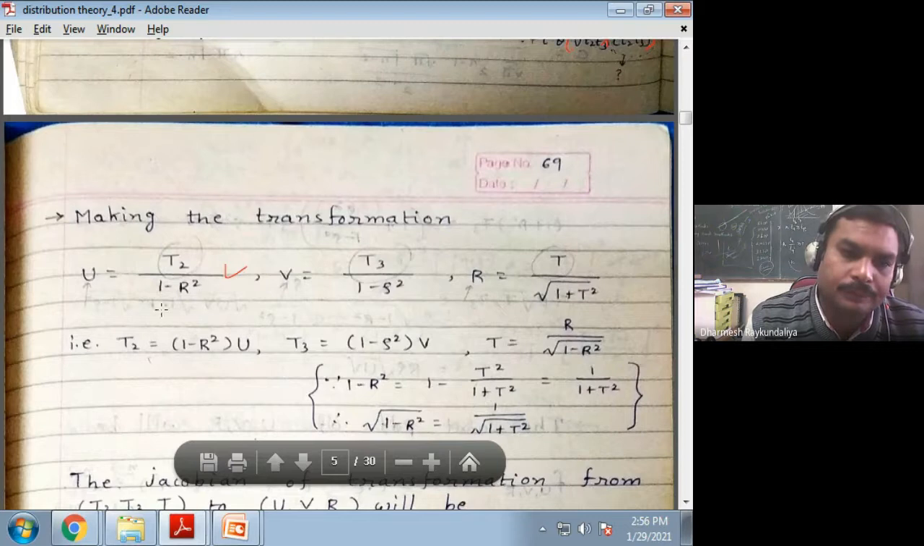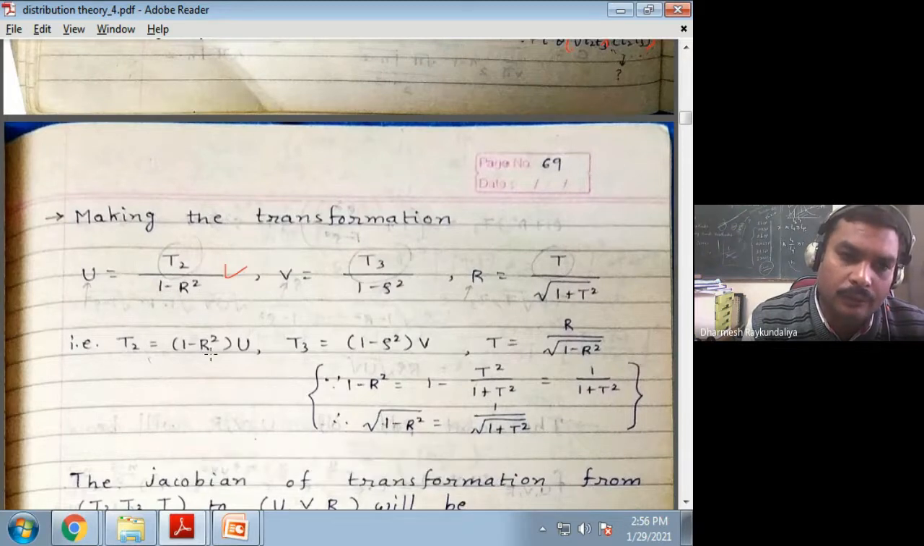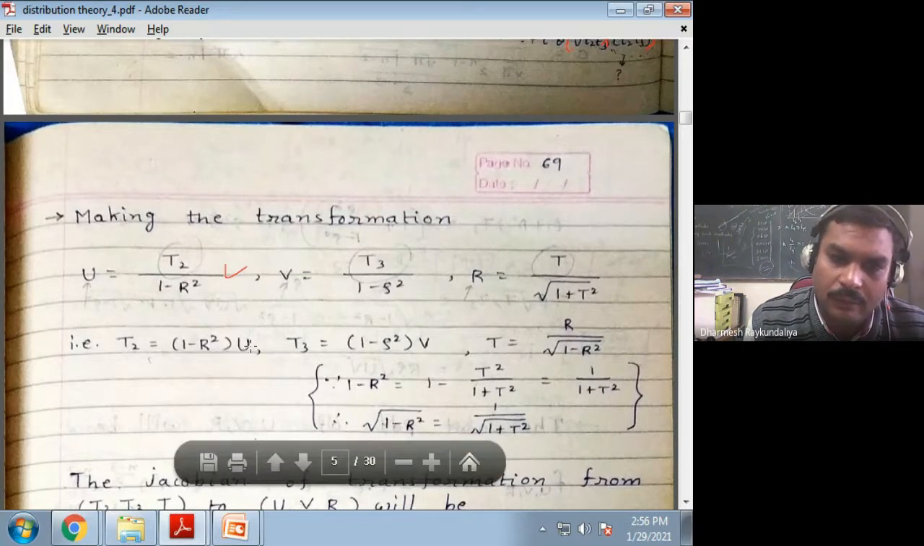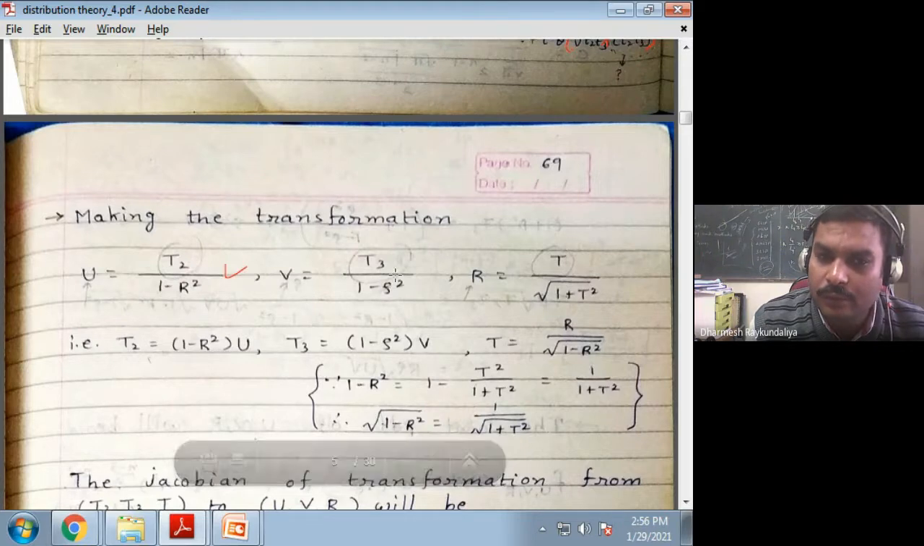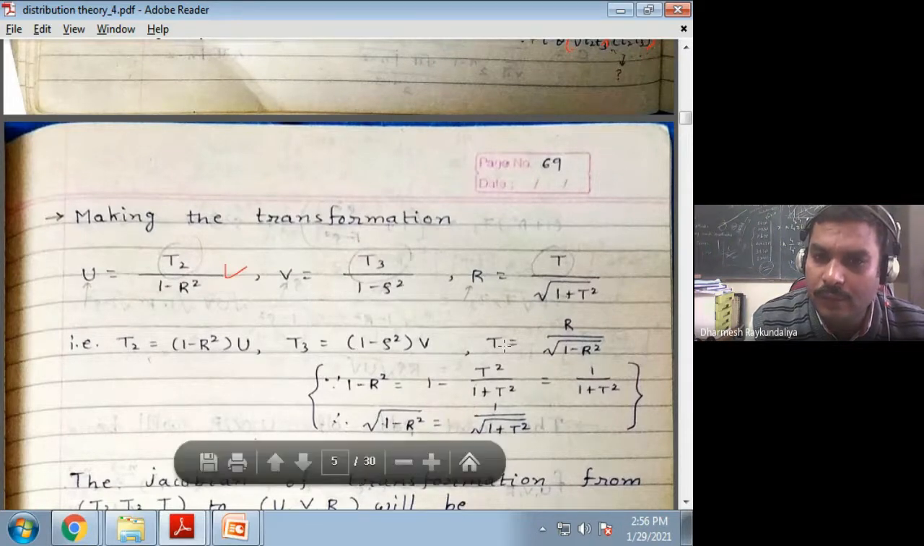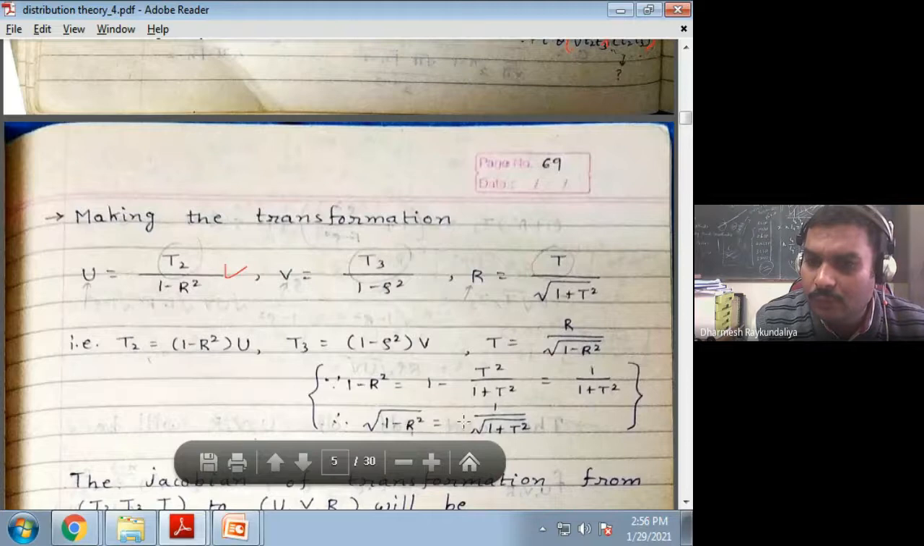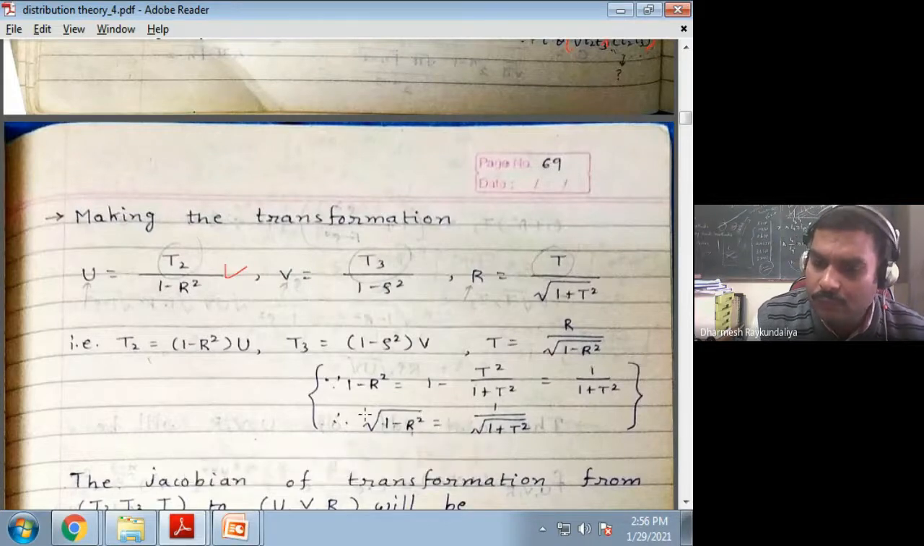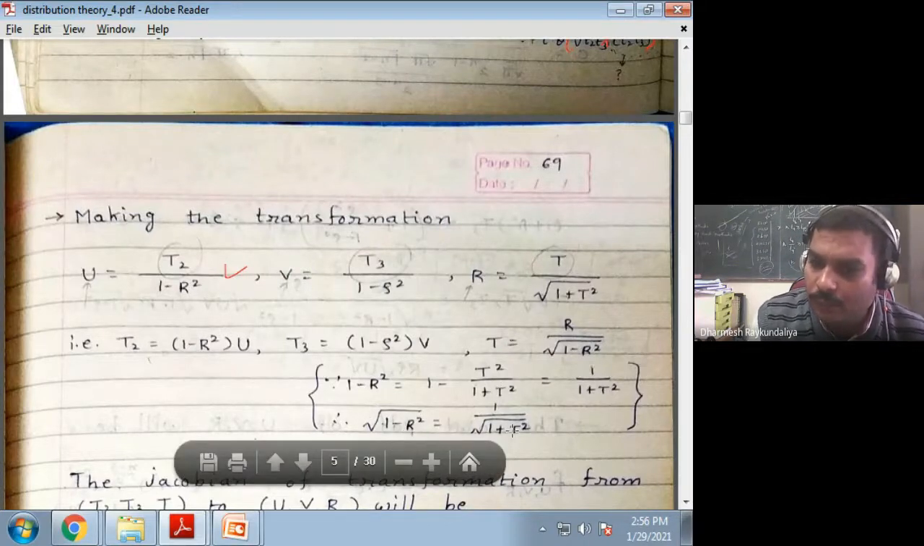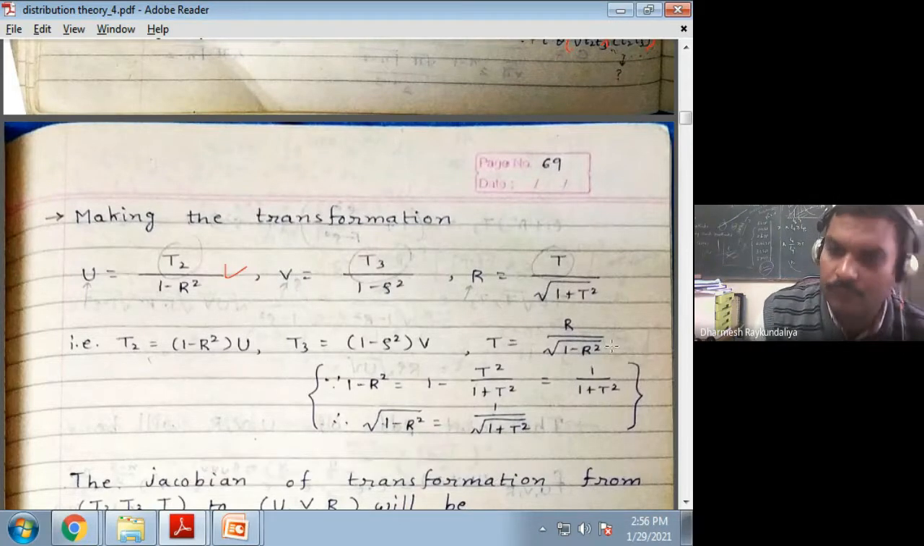So what happened? I can write T2 equal to U times 1 minus r square. V is equal to, sorry, T3 equal to 1 minus r square times V. And what is the T? If I am taking this side, so what will I get? T equal to, square root of 1 plus T square is equal to 1 upon square root of 1 minus r square. So I can write it as T equal to r upon square root of 1 minus r square.